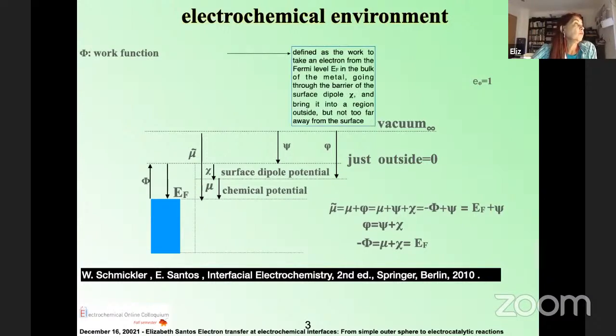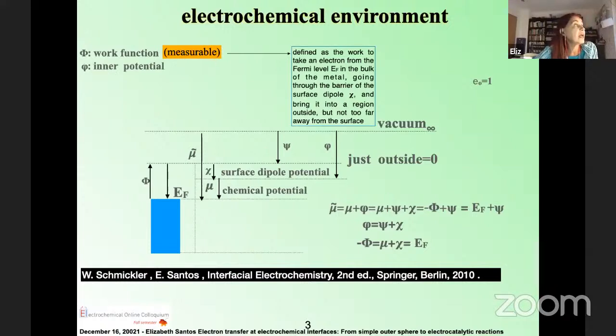This, with the work function, is also a property that is very useful in surface science, not only in electrochemistry, and is defined as the work that we have to do to take an electron from the bulk of a metal to just outside of the metal. And the work function is a measurable property.